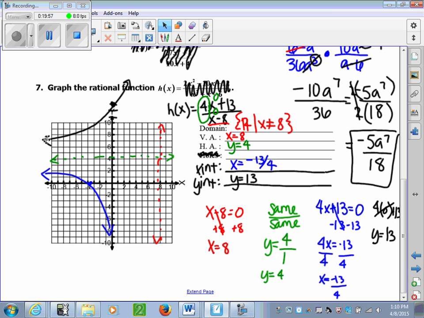Alright, so, not sure why the calculator wasn't working, but that's what you would expect to see, and that's how you find it by hand. Of course, you can look at your calculator, but I'd expect to see most of these points on your graph.